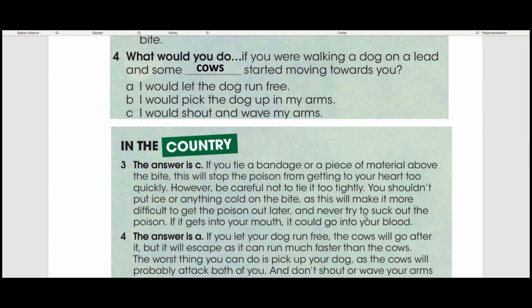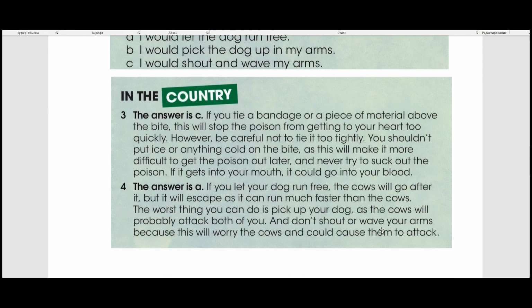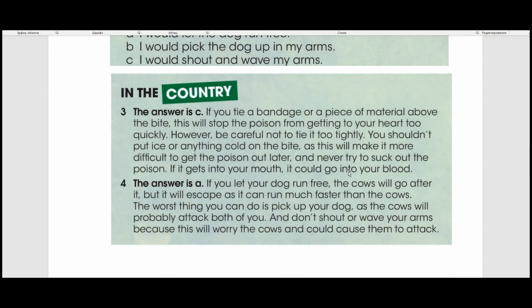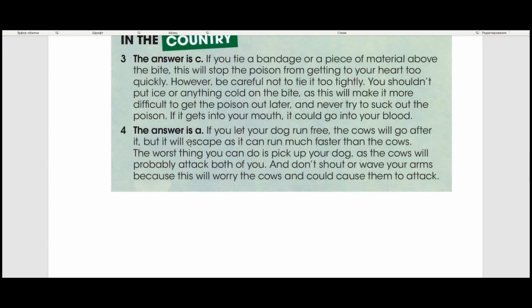И никогда не пытайтесь обсосать или отсосать яд, так как он проникнет в ваш рот и может пойти в вашу кровь. То есть яд может пойти по вашей крови. Четвертое. Ответ у нас A.